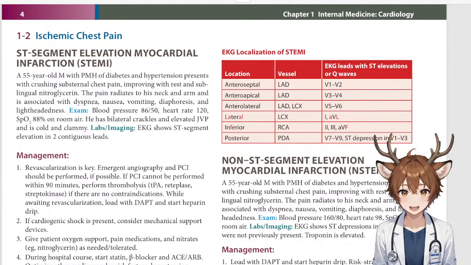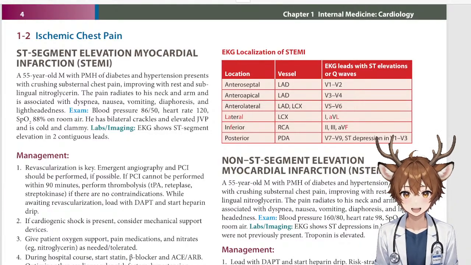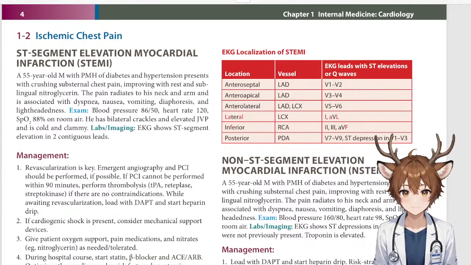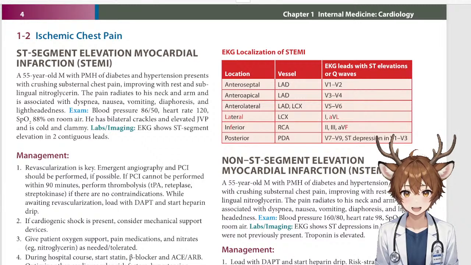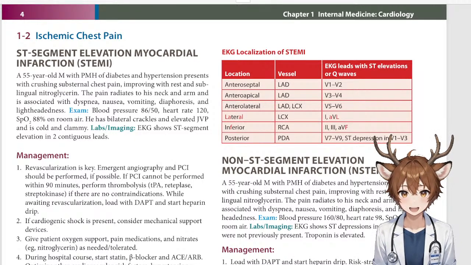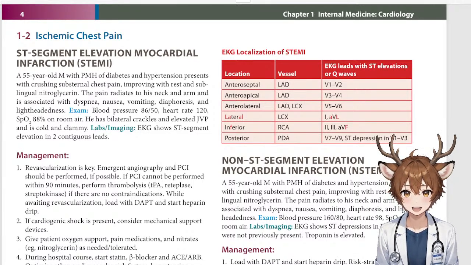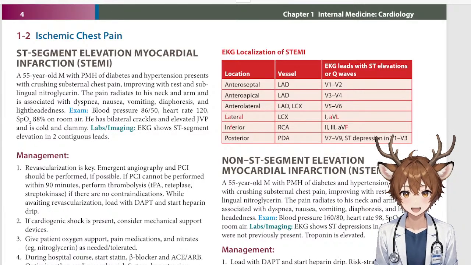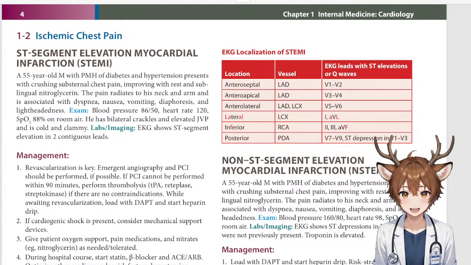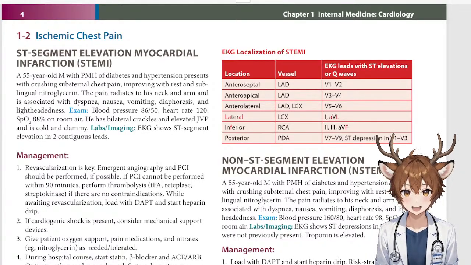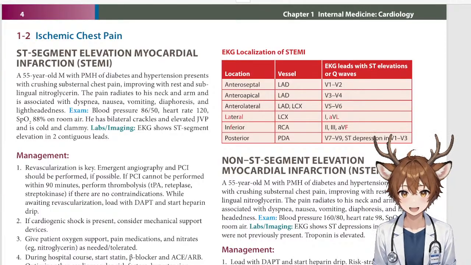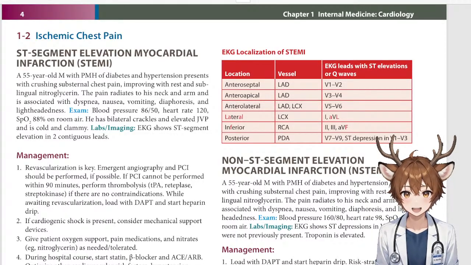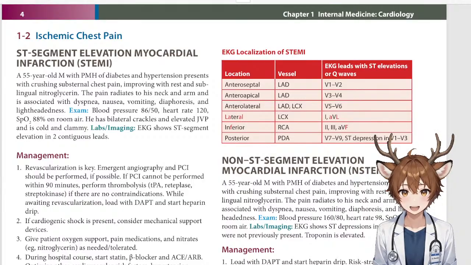What about anteroapical? Again, another LAD issue. You would see V3 and V4 changes. What about anterolateral? That's an LAD or left circumflex issue. You would see V5 or V6 ST elevations or Q waves there. What about lateral? That's the left circumflex, with lead I, or AVL. Inferior, which is going to be the right coronary artery, is leads II, III, and AVF.